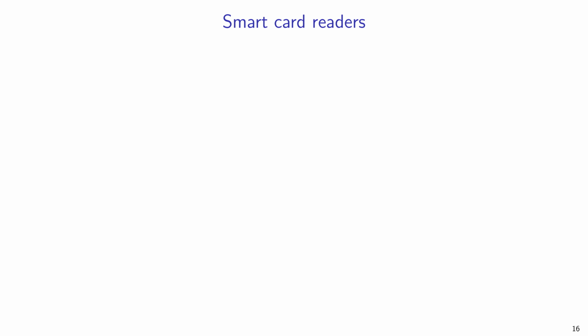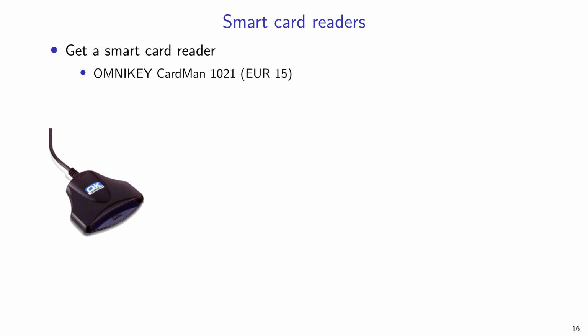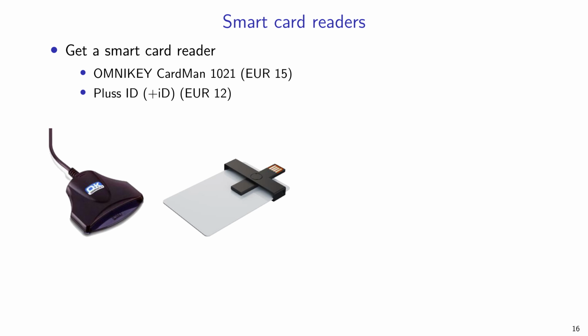Let's move to the hands-on part and discuss how to set up the hardware and software needed to communicate with the smart card. First, get yourself a smart card reader. There are several popular smart card readers available in Estonia. The OmniKey Cardman reader is a popular option and costs around 15 euros. Then there is this very handy reader called the smallest smart card reader. The good thing about it is that you can fold it and keep it in your wallet because it is very small and has no wires.